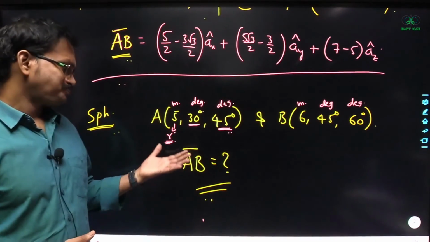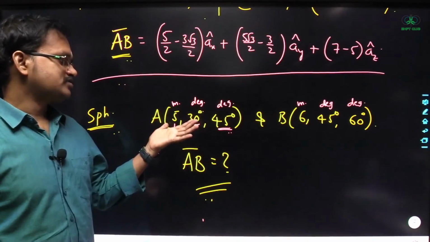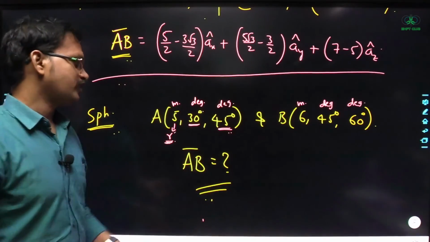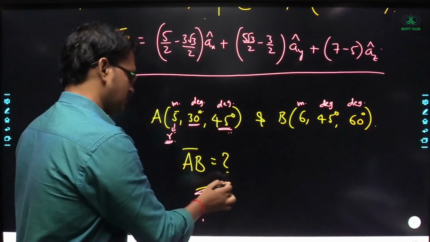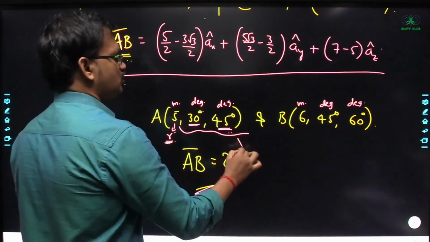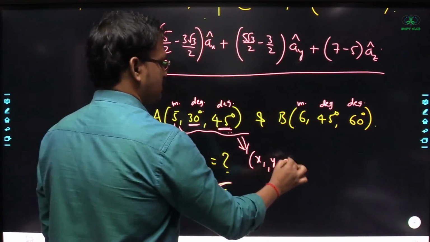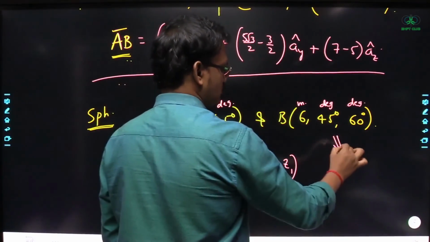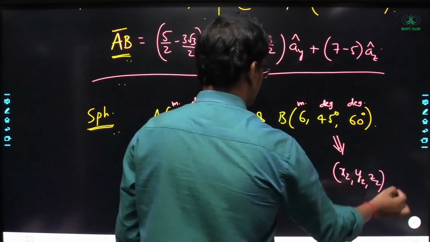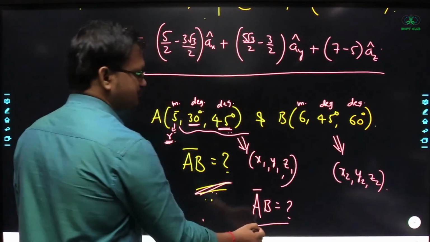Since the units are different, and the coordinates we have measured here do not have the same reference, you cannot represent it in vector form, that is in AB bar form. So what you have to do? Again you have to convert this into the rectangular coordinate system, that is x1, y1, z1, and convert this also into rectangular coordinates, that is x2, y2, z2. Then only you can determine AB bar, right?